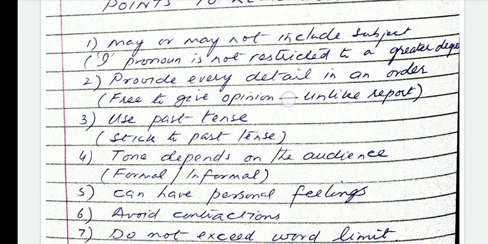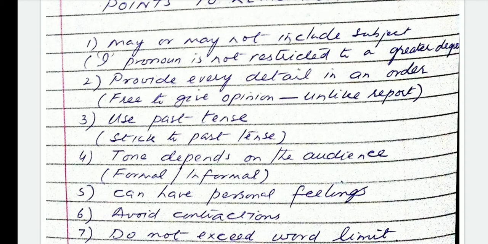And the more important thing is you are free to give an opinion, unlike in a report. We have done report writing, and in report writing we know that we cannot express our own feelings, opinions or emotions. In report writing we only give our opinion when we have been told to. If we are not told to give our opinion, we will not give it. But here in an account, you can give your own opinion, express your own feelings and emotions. This is a very basic difference between report writing and account writing, because otherwise it is very much the same.